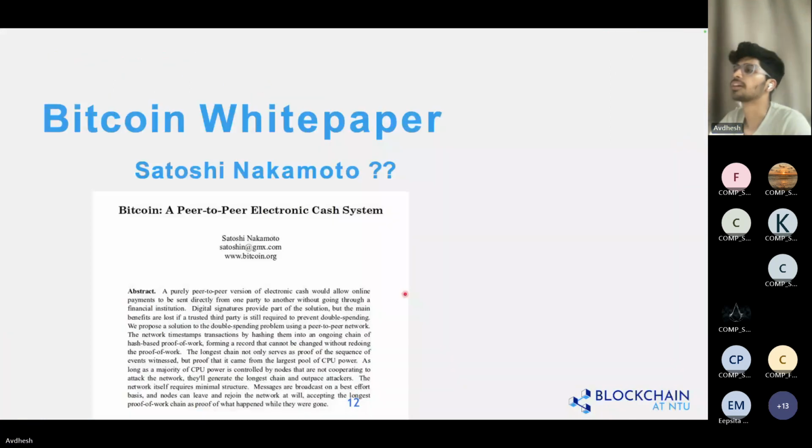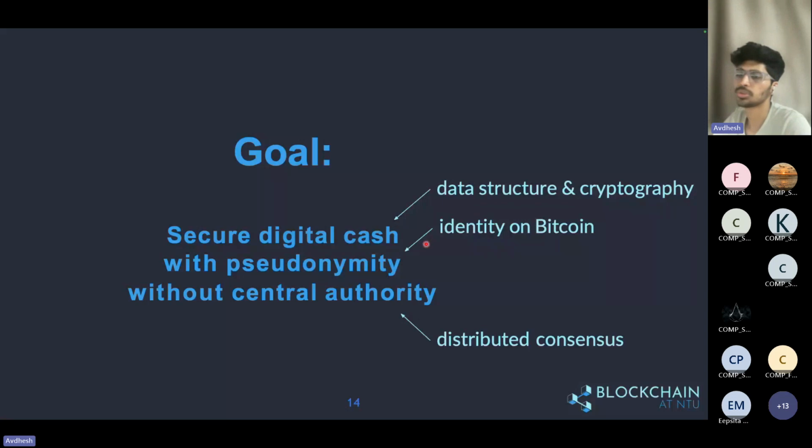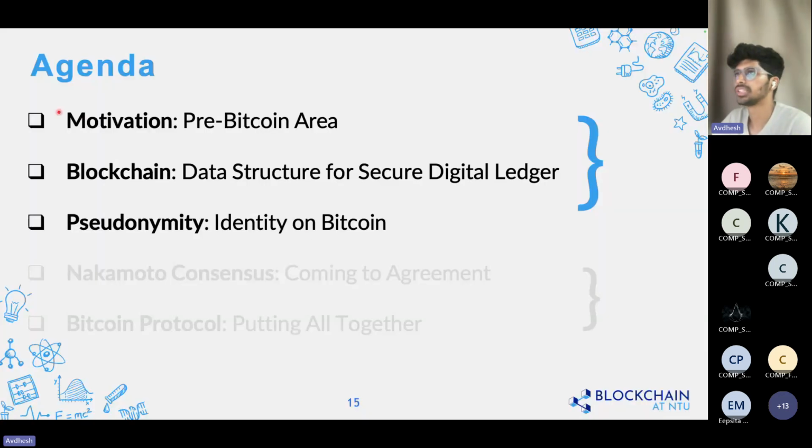So our goal is to create a system which has secure digital cash. By the word secure, it's mostly related to cryptography. Digital cash is mainly related to data structures. Pseudonymity is mainly how you can be a bit anonymous on a blockchain. And without central authority is mainly distributed consensus, which is a consensus mechanism that I'll go through later. So we'll discuss more on these three points now.